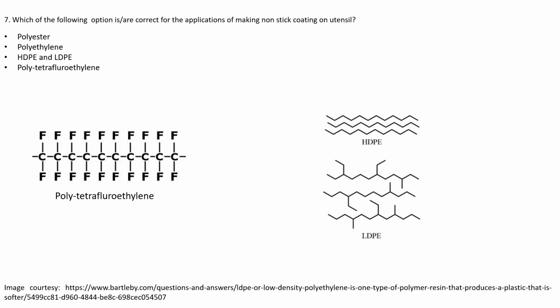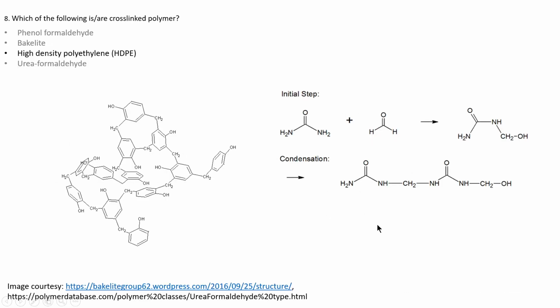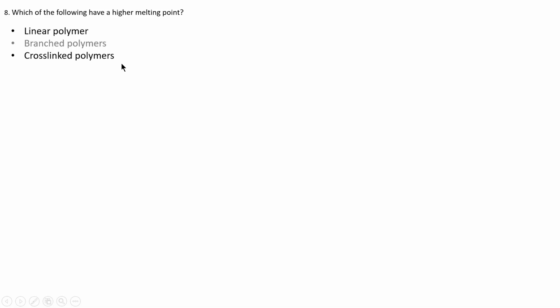So the answer to that question is that cross-linked polymers will have the highest melting point because of the least rigidity in the molecule.